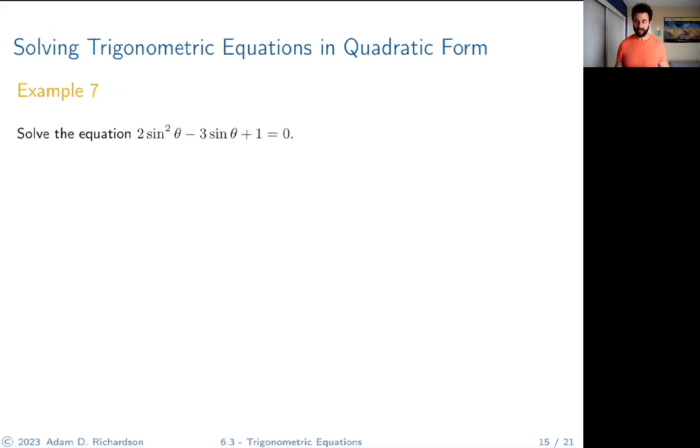All right, now let's do it together. Basically, this here is sine squared, and this is sine. So if we were to call sine of theta its own letter, I think I used u. So think about it like this. If we said, let u equal sine of theta, then our equation becomes 2u squared minus 3u plus 1 equals 0. And that's just a standard quadratic equation, right?